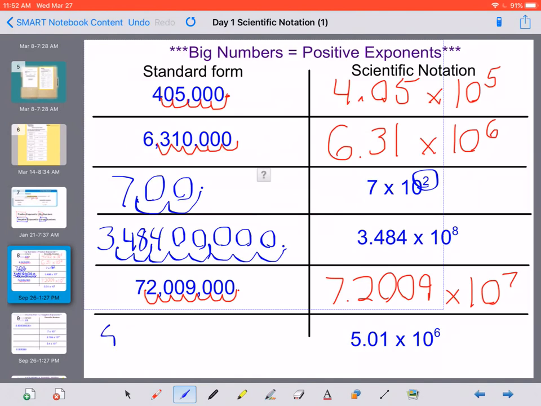This one we have to write 5.01 times 10 to the sixth, so we're going back 1, 2, 3, 4, 5, 6 spaces. So what I'm left with is 5,010,000.